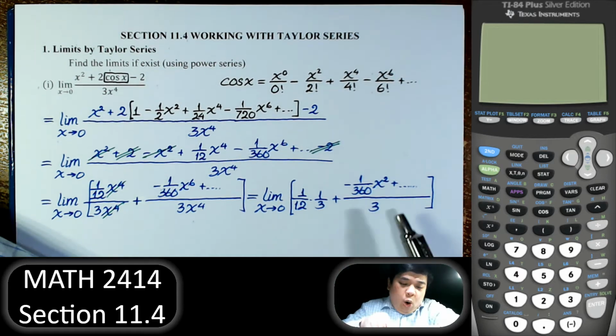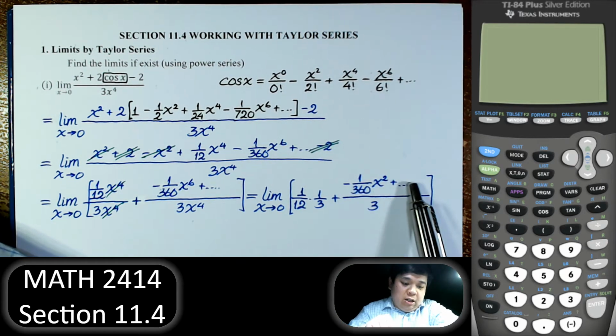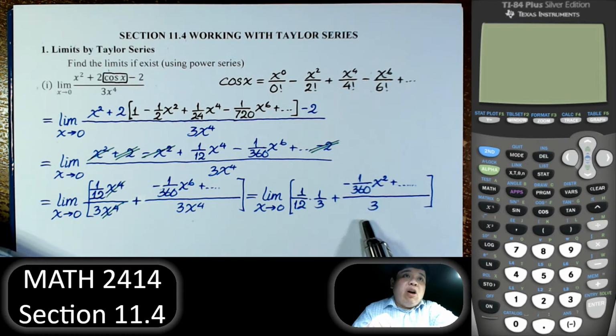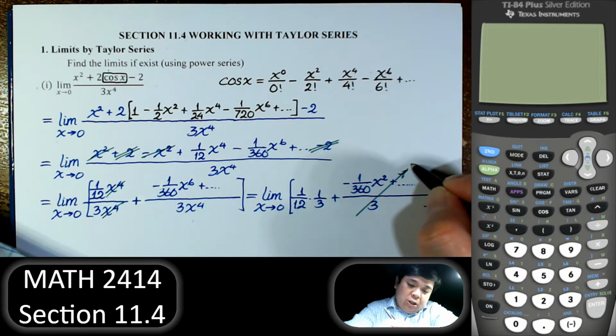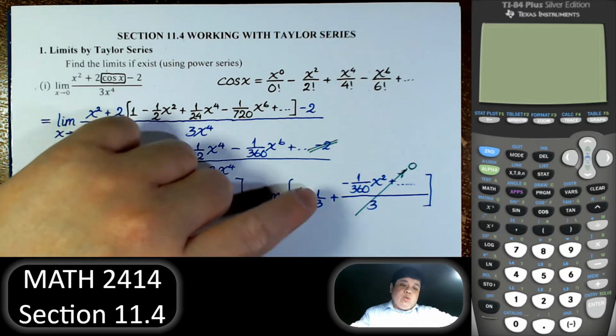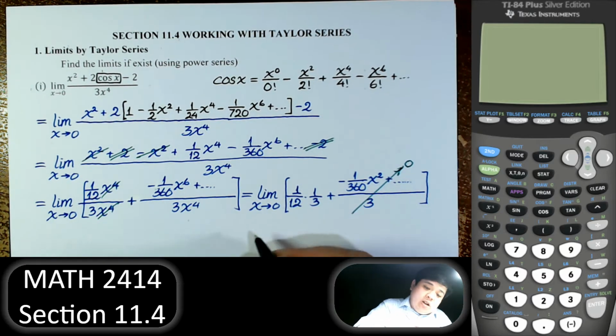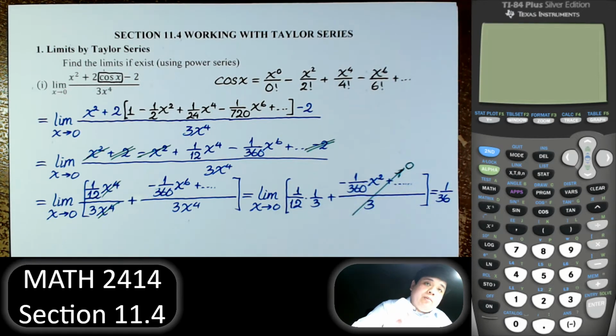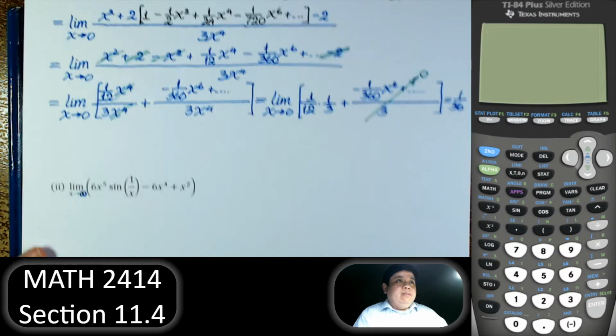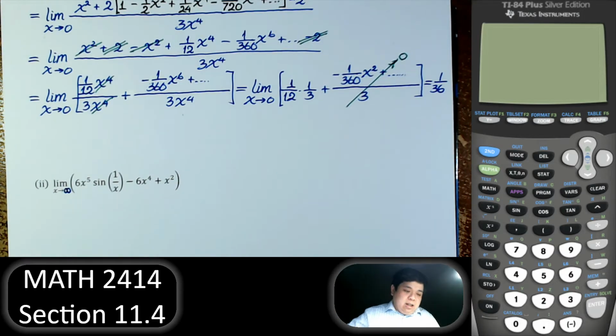Now all of this will have x on the top, but x goes to 0, so all of the powers of x go to 0. So the top here goes to 0. Divide by 3, still 0. So all of this goes to 0, and we end up with 1 over 12 times 1 third. So that is 1 over 36. Right.